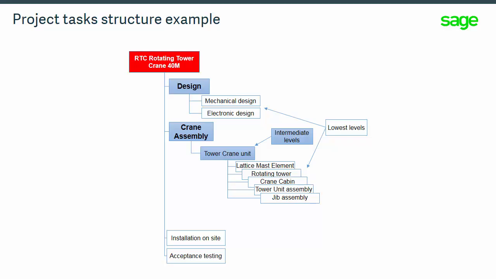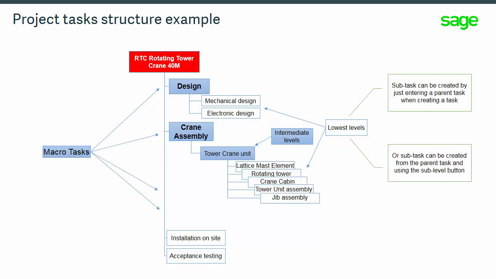Now, I will create a few intermediate levels to group the tasks together. Intermediate levels also enable a set of tasks to be launched simultaneously. For example, launching a parent task will also launch its child tasks.